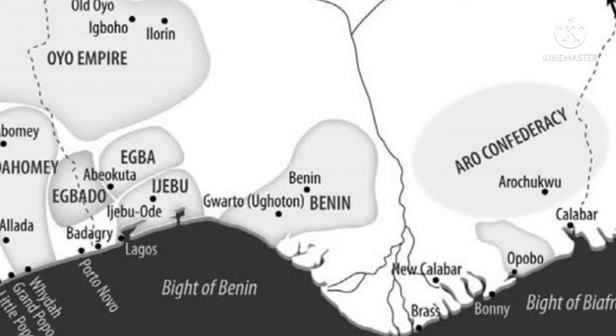Well, at some point, the empire collapsed, and there are some reasons for the collapse. Let us look at some of these reasons, some of the factors that led to the collapse of Oyo Empire. One of them was the vastness of the empire. The vastness of the empire made it difficult to effectively control, and this made it difficult for the Alaafin to control.